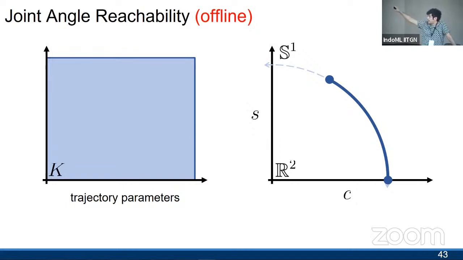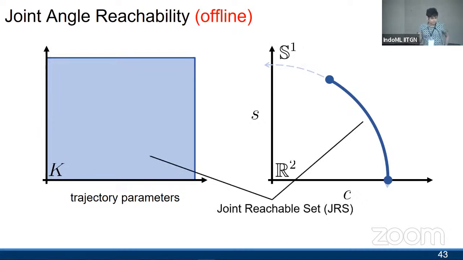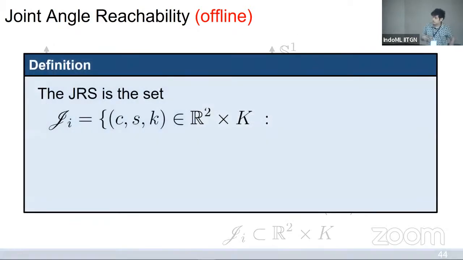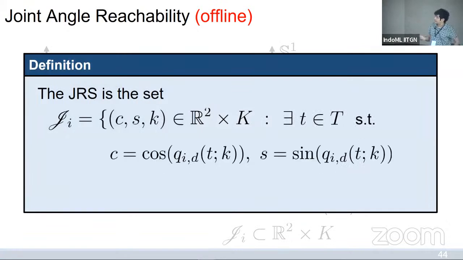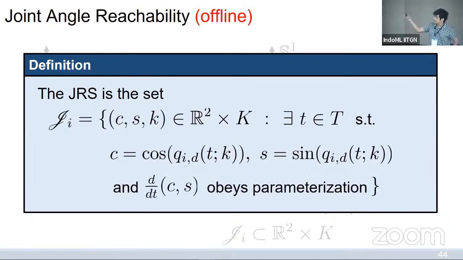And now I'm going to simplify notation even further. I'm going to write down sine of that trajectory and cosine of this trajectory as just S and C. My goal is first to compute this object that I'm going to call a JRS, the joint angle reachable set. I can give you a very technical definition of what it is. The JRS is this set, CSK, such that there exists a time such that I satisfy C equals this, S equals this, and D of T satisfies the trajectory parameterization that I've specified. Excellent.